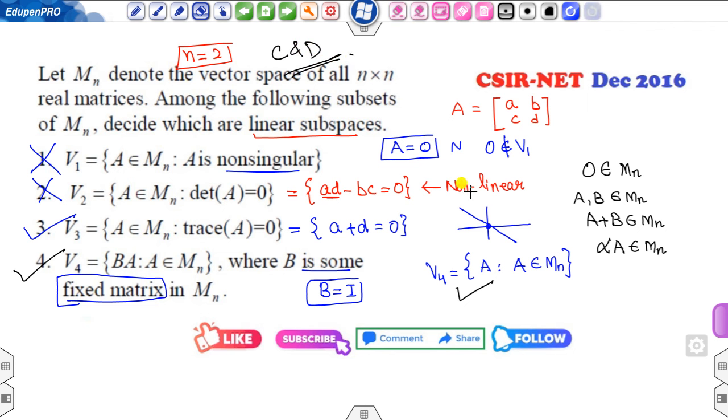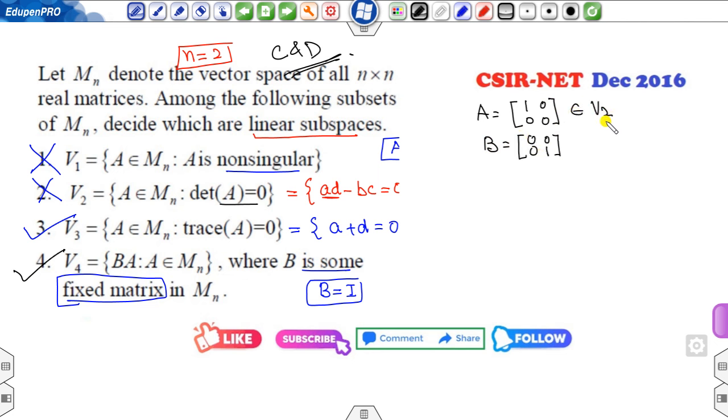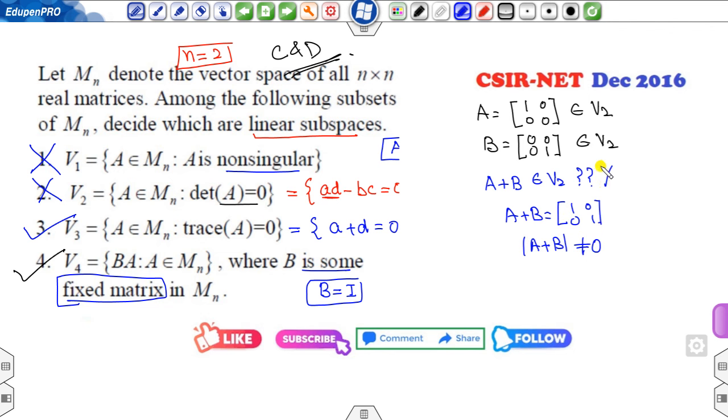If you are unable to understand graphically, like linear or nonlinear, you can also solve the same problem with determinant 0. You can choose any example. This has determinant 0. Another one also has determinant 0. Both are part of V2. Is A plus B also part of V2? No, because A plus B in this case has a non-zero determinant. So this property does not hold.